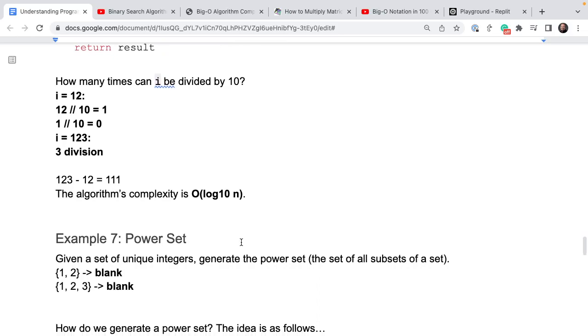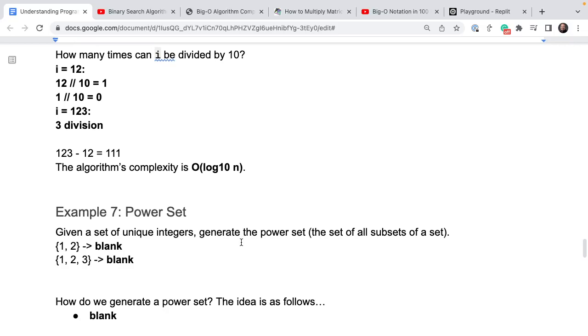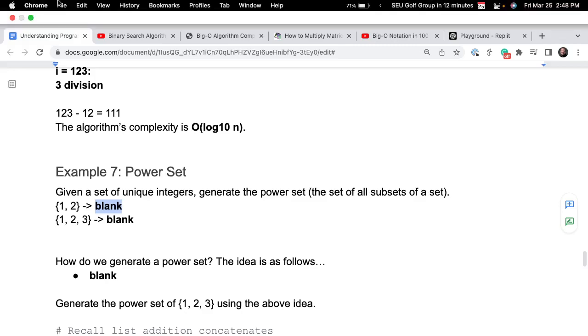So any questions on this one? By the way, do y'all remember what a power set is? I'm going to leave you a little bit of a challenge for this weekend, since many of you are finishing up. Here's your unofficial homework problem. Given a set of unique integers, generate the power set. The power set is the set of all subsets. So consider a set of 1, 2. What are some subsets of the set 1, 2? The set of only 1, the set of only 2, the null set.